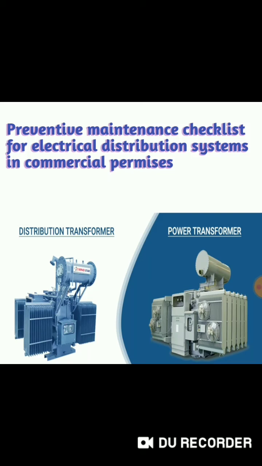Hello friends. Today we are going to discuss the preventive maintenance checklist for electrical distribution systems in commercial premises. Electrical distribution and control systems are the heart of any facility, yet they are often the most underappreciated utility. Without a reliable source of electrical power, operations of any facility would not be possible.